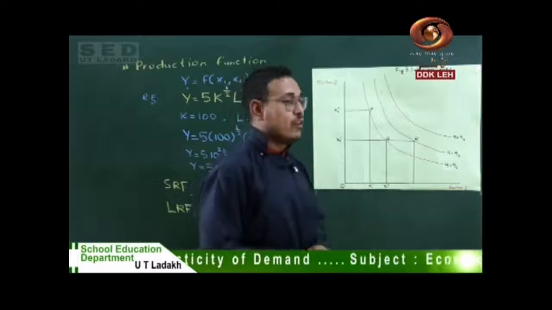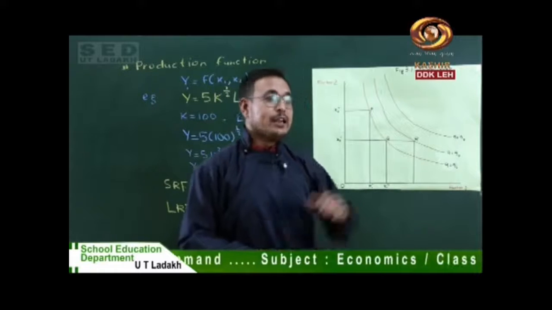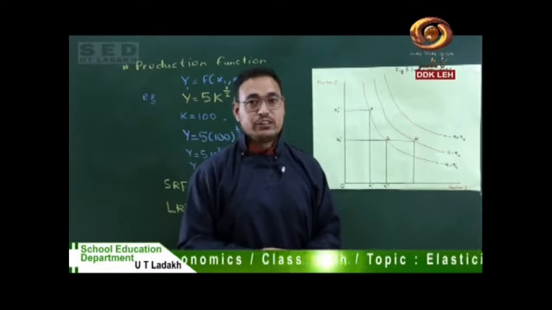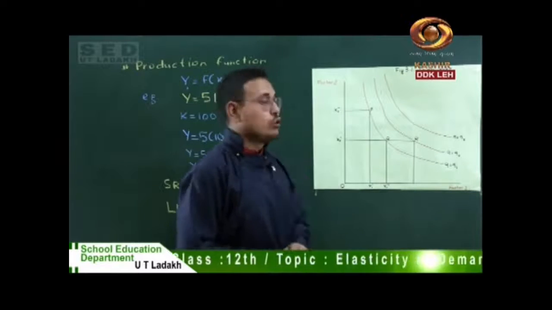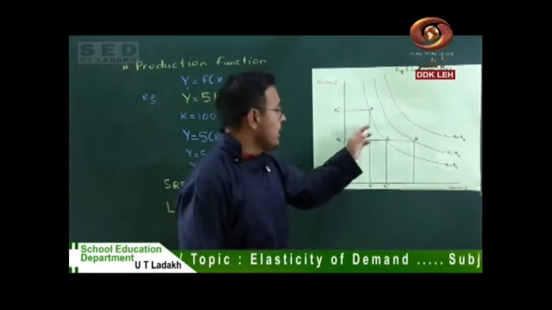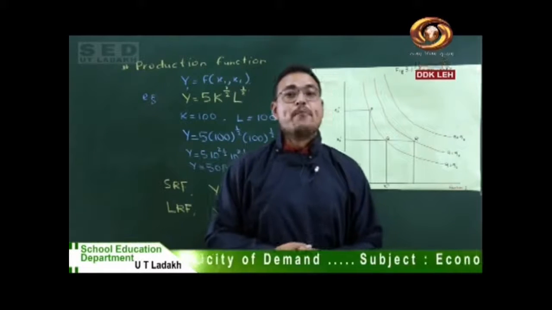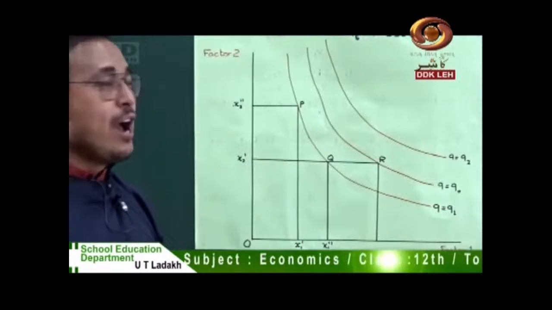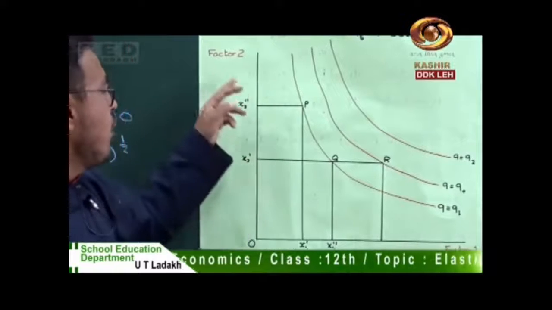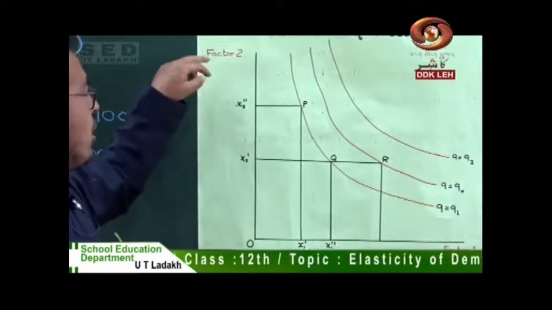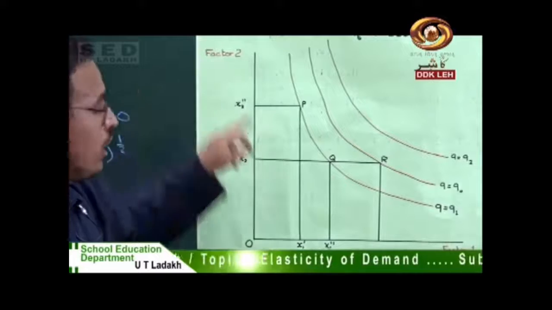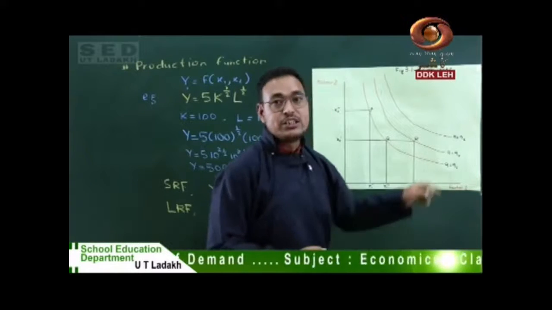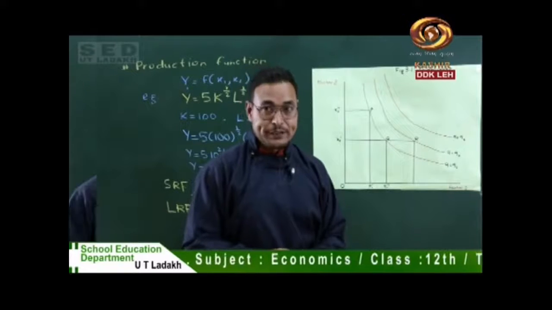Now as far as the slope of isoquant is concerned, again in case of indifference curve, we use the concept called marginal rate of substitution to determine the slope of indifference curve. Here we are using a concept called marginal rate of technical substitution to measure the slope of isoquant, which represents how much will be the change in factor 2 if you are employing an additional unit of factor 1 such that your output is constant.